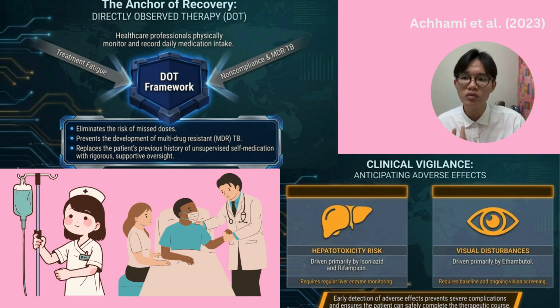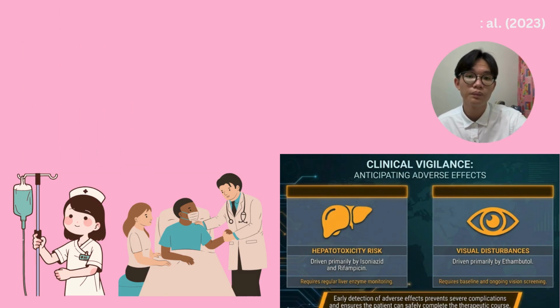Nurses also closely monitor adverse drug reactions. For example, isoniazid and rifampicin may cause hepatotoxicity, while ethambutol may cause visual disturbance. Early detection of these complications ensures patient safety and also improves the treatment outcomes as well.